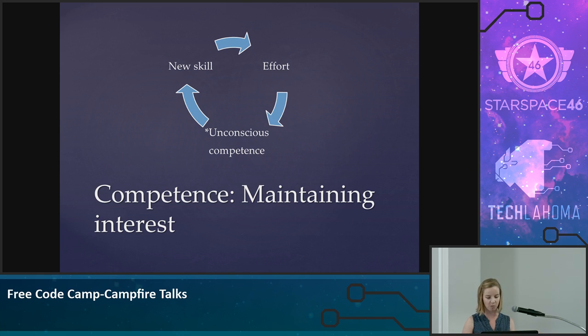Okay, so more about competence, maintaining interest. So when you're learning something, ideally, you have this new skill that comes along that you want to learn, you put in effort, and ideally, over time, you get this unconscious competence. Now, with programming, that takes an exceedingly long time to get next to that new skill, and maybe over time, if you fall back, you won't have that unconscious competence again. It'll take a little bit more to get it back.